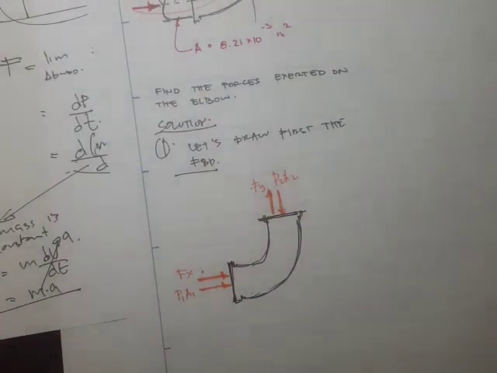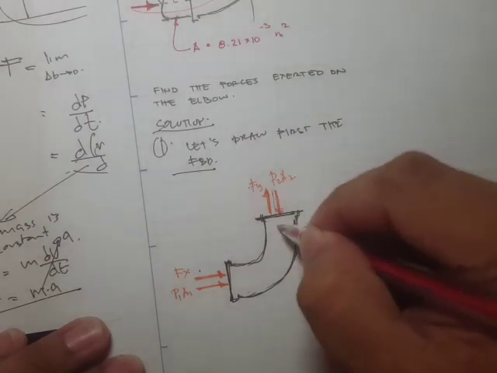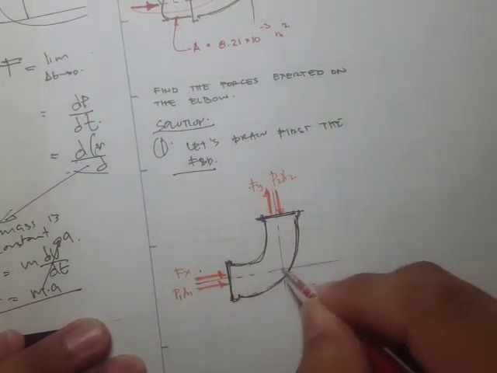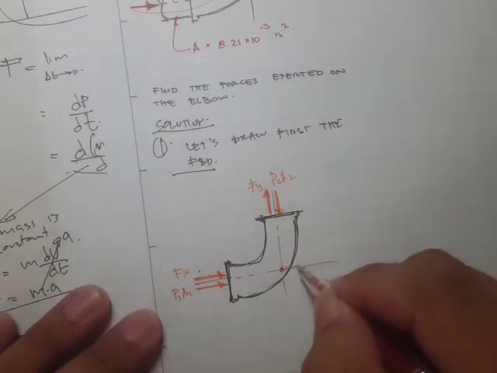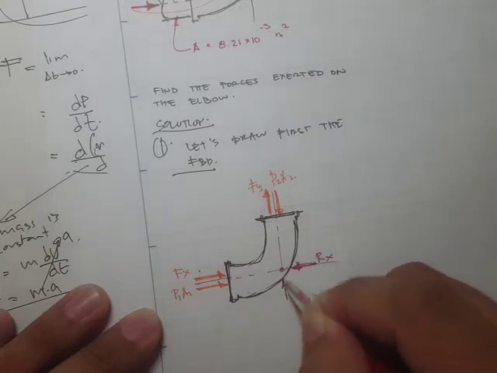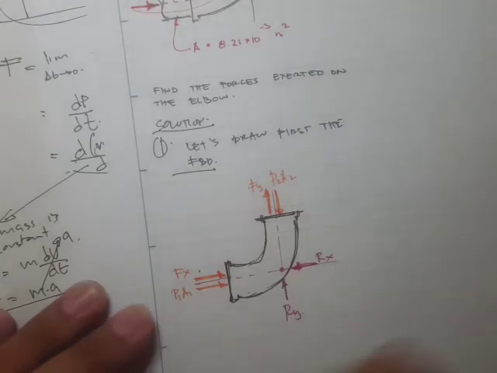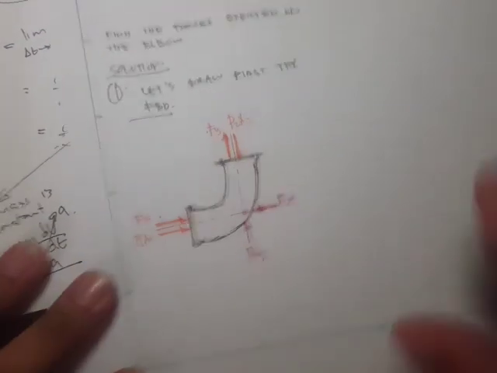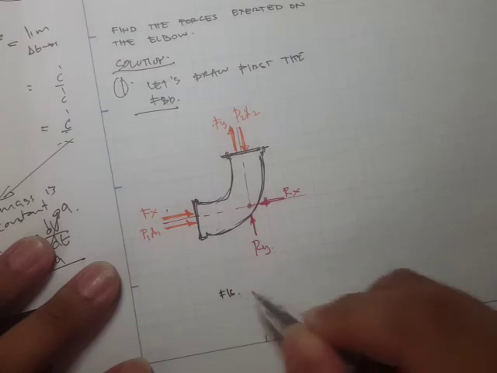Okay, and if we want to find the forces or the reaction, then we have a reaction along the x, let's say R sub x, and we have a reaction along the y, so that's R sub y. Let's label this as figure 1.